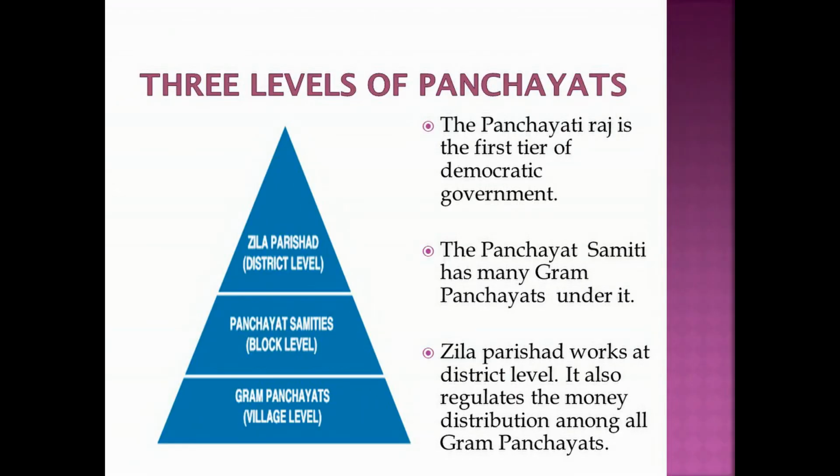3 levels of panchayats. The Panchayati Raj system is the first tier or level of democratic government. The Panch and the Gram Panchayat are answerable to the Gram Sabha because it is the members of the Gram Sabha who elected them. This idea of people's participation in the Panchayati Raj system extends to the other 2 levels.